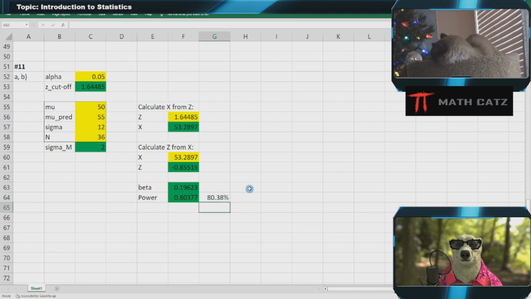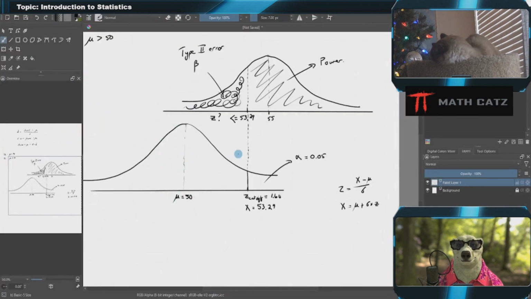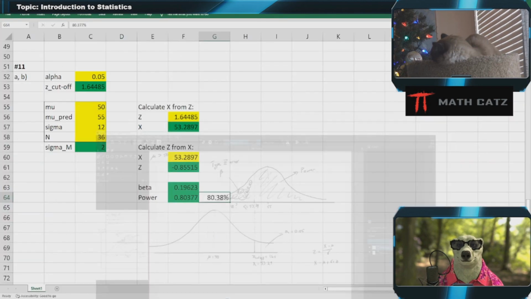My power is 80.377%, and it'll round it usually as a default to the nearest hundredth. So that's the power of this study, that I'm making the correct decision in terms of the research hypothesis being actually true, the null hypothesis not being true. The probability of me rejecting it, remember, past this cutoff is when I'm going to reject. But if it actually did shift, the probability of making that correct decision is much greater, and that is what we call the power.